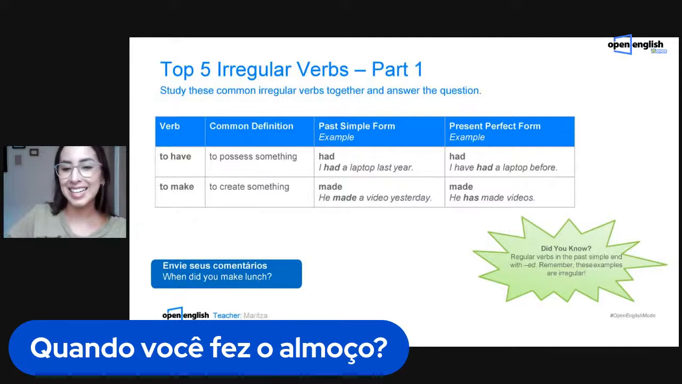Okay, excellent. So let's say I made salad yesterday. Perfect example. It's the simple tense as we're using yesterday. We just need to say made. We don't need to say have made.